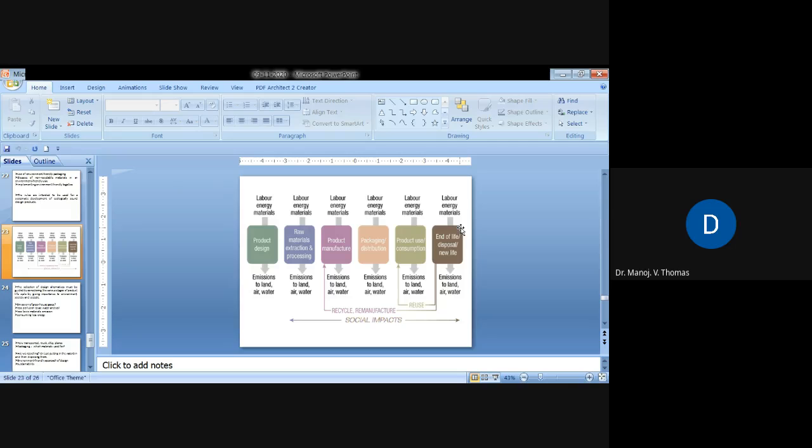So these are the various stages of the life cycle of a particular product, and sometimes it can be reused. At the end of a product, it can be reused in some other way. It can be recycled to manufacture another product. So that is also possible. So what are the possibilities? In all cases, what is the impact on the environment? That is what we are considering.